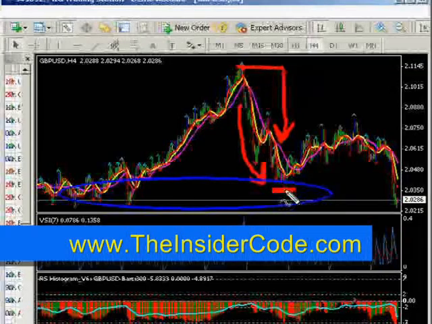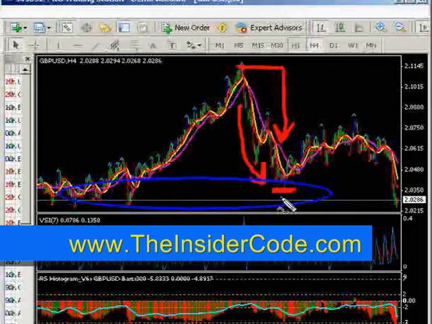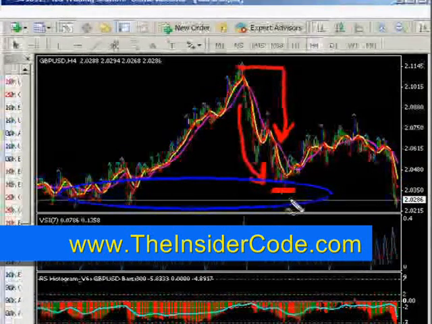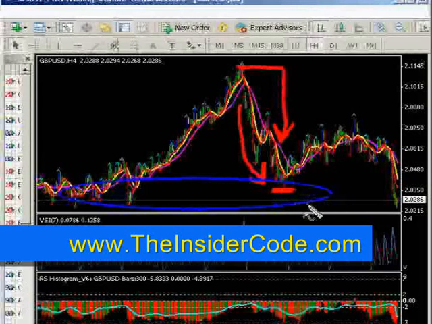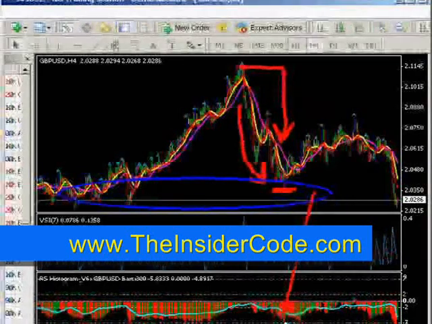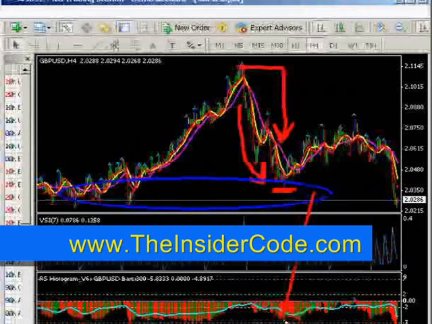And you're looking at this in retrospect, you've got to understand that you would have been thinking the sky was falling and that this thing was going to continue to push lower. And you can see that that is at least initially confirmed by the histogram. The calculation isn't quite right here, but you can see the histogram is pushing lower.